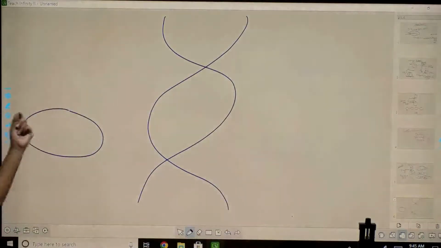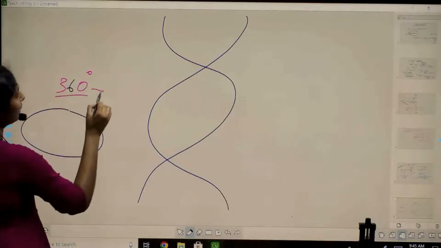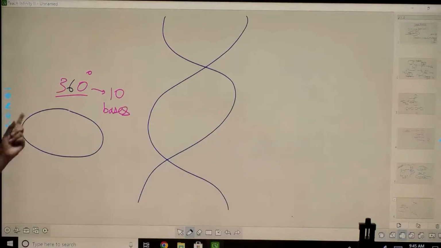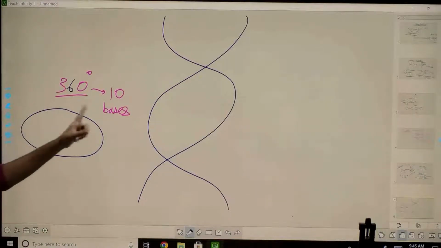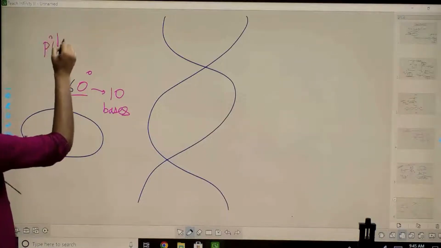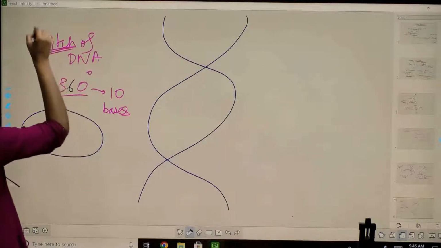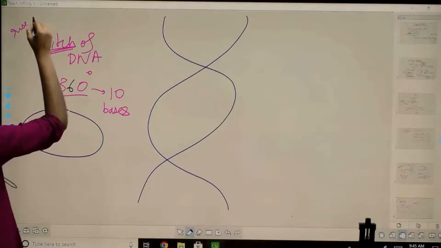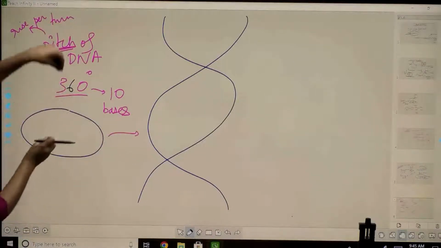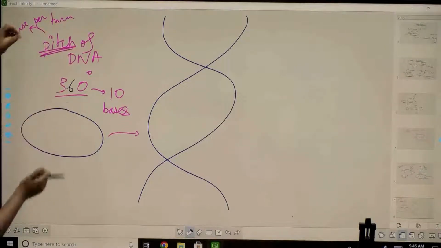If I rotate the DNA strand by 360 degrees, I'll find around 10 bases. So in a complete rotation of the DNA strand, I find around 10 bases, right? Another way to say this is the pitch of DNA. Pitch simply refers to the rise per turn. So if I stretch this out in the form of a double helix, that would be called the pitch. So in a pitch, that is simply 360 degrees.